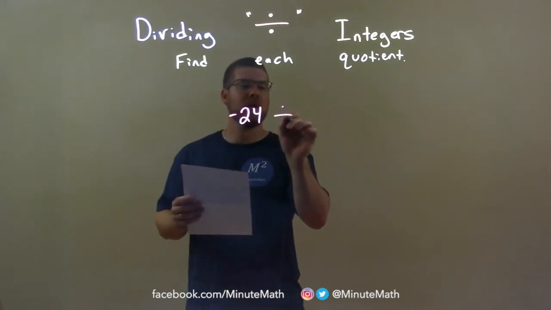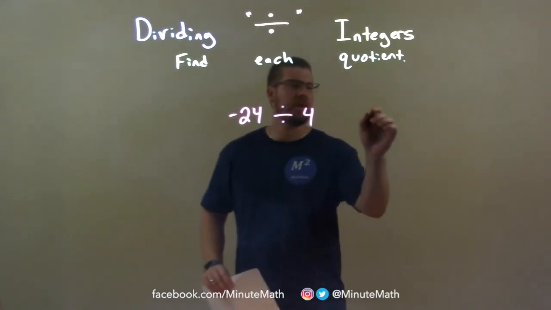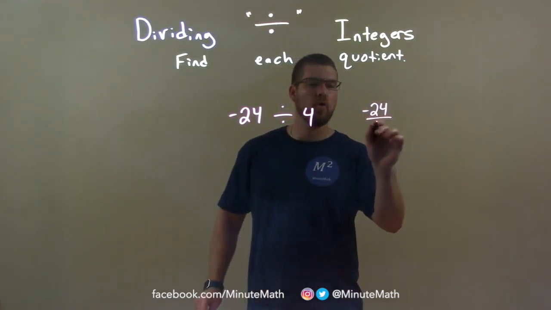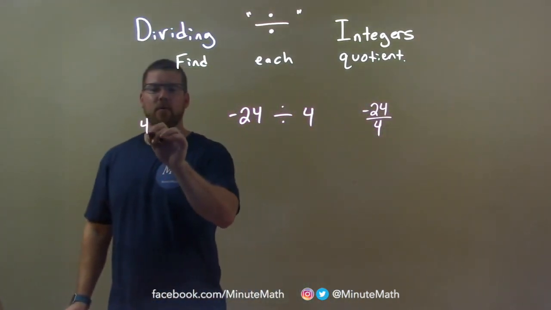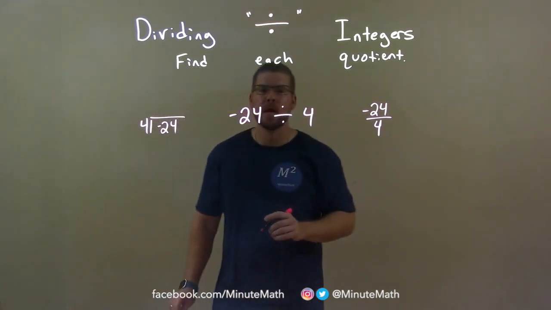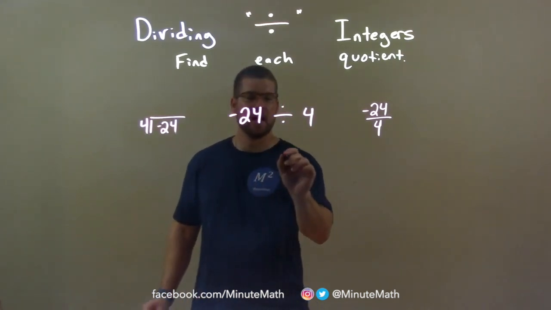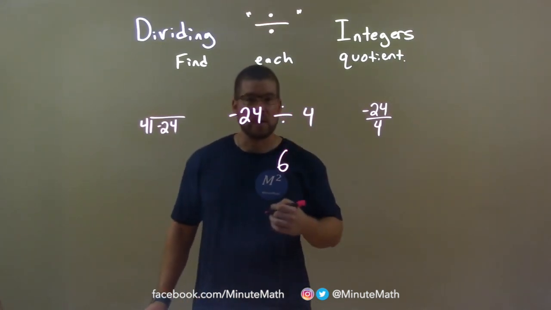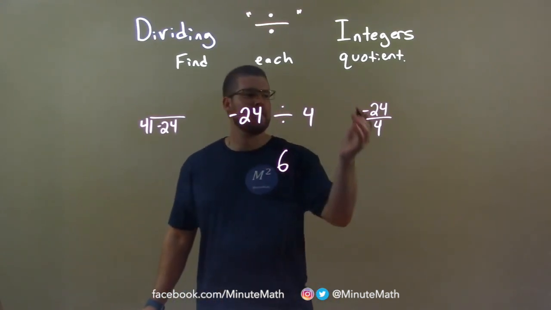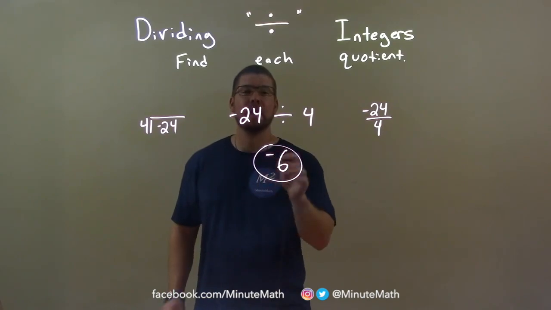-24 divided by +4. Okay? Now we might see this as a fraction, -24 over 4, or this way: 4 goes into -24, like it's long division. Okay? Well, we know 4 goes evenly into 24 6 times, right? 6 times 4 is 24, right? But a negative divided by a positive is a negative. So our final answer here is just a -6.